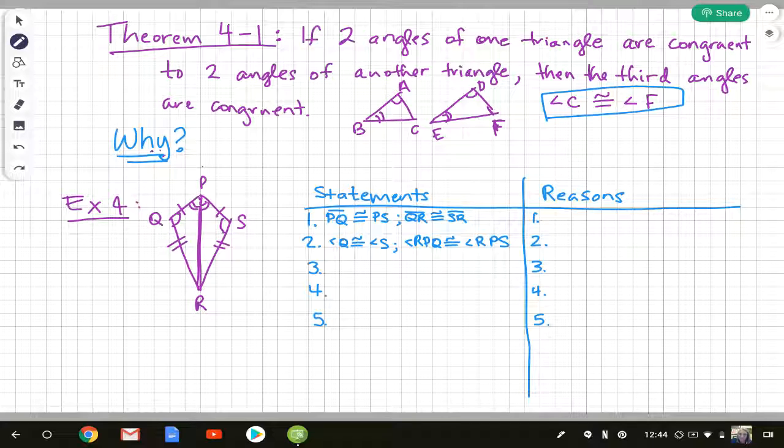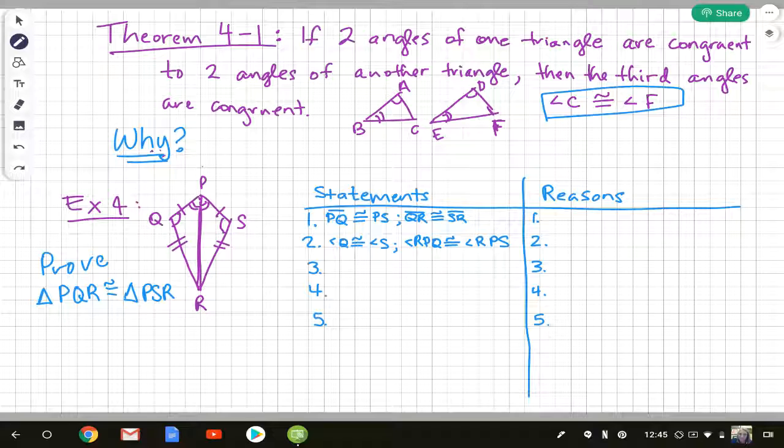Now, once we have this theorem, we can use it as we're trying to do other proofs, which we're going to do a lot of in this chapter. So example 4 asks us to prove that triangle PQR is congruent to triangle PSR. So it's kind of like what we were looking at in the last problem on the last page, except this time we're going to write it out as a two-column proof.